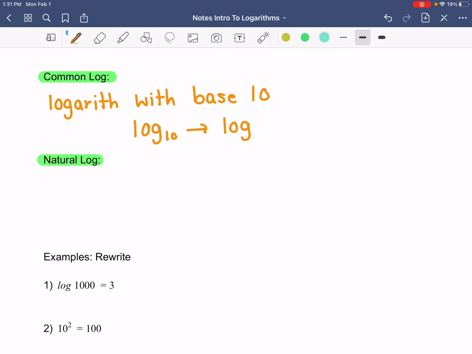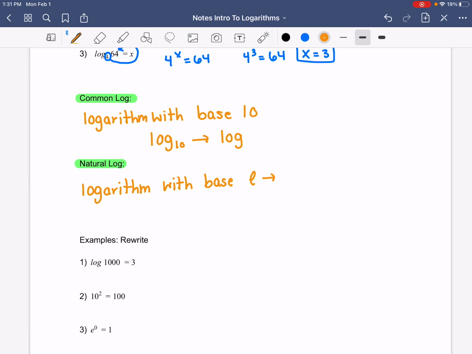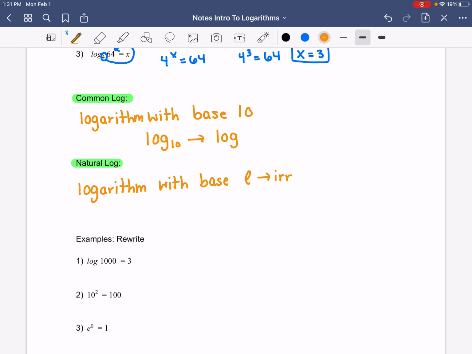The other special log is called natural log. This is a logarithm with base e. Notice I'm going to draw the e kind of cursive-ish. You're thinking e, well that's a letter, but e is actually a number. It's an irrational number like pi. It's approximately 2.718, but it goes on forever.